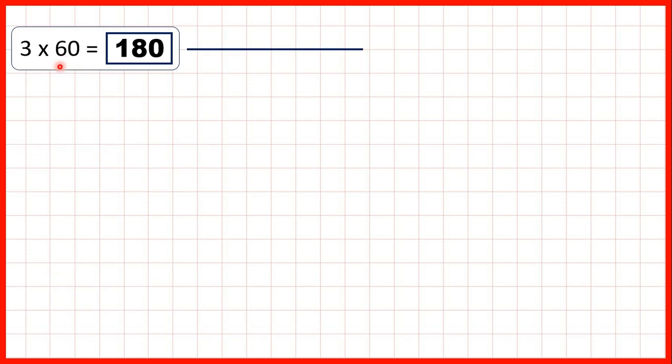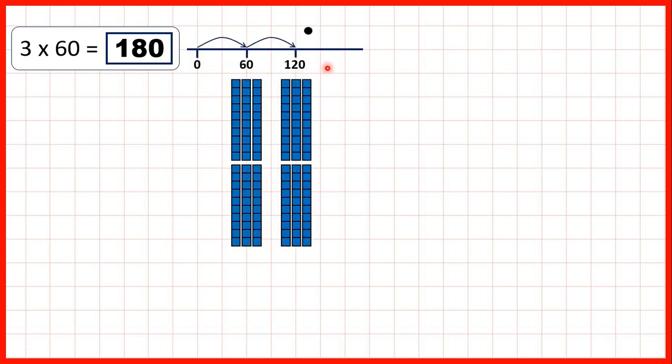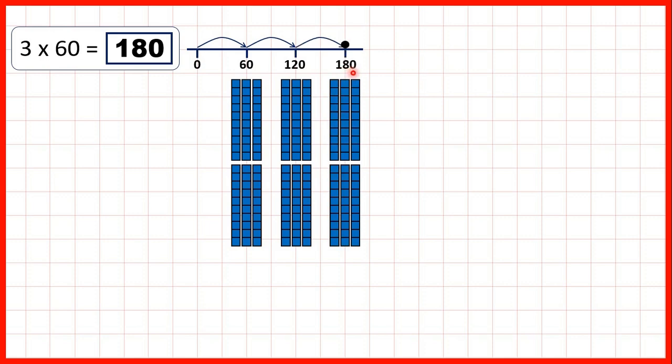So let's look again at this first question. We had 3 times 60, so let's count on a number line in steps of 60, 3 times. We have 60, 120, and then 180. So, because we made 3 jumps of 60, we know that 3 times 60 is 180.